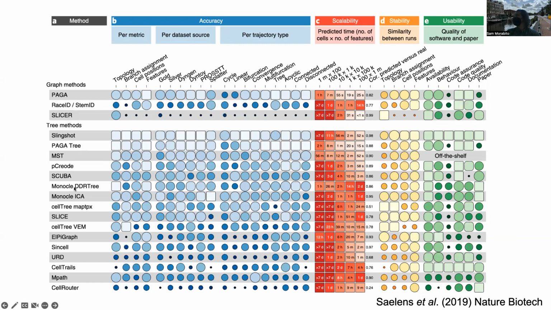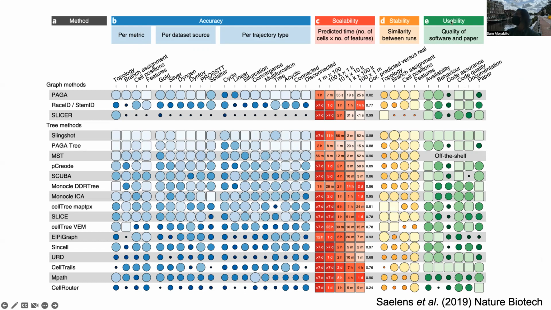To be clear, the Monocle ICA, I believe, is Monocle 1. Monocle DDR tree is Monocle 2. And Monocle 3 was not in this because it was published around the same time. And obviously this is 2019, so there have been more methods since then, but as I was saying earlier, the algorithmics people have kind of moved away from this. So this still covers a lot of the methods that are out there. So it's still helpful.